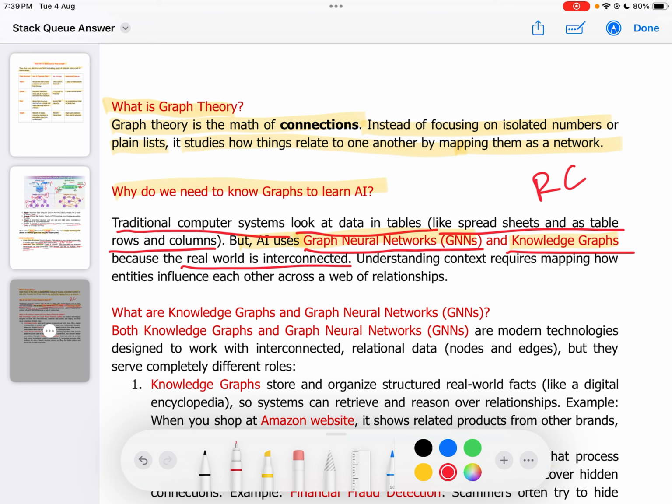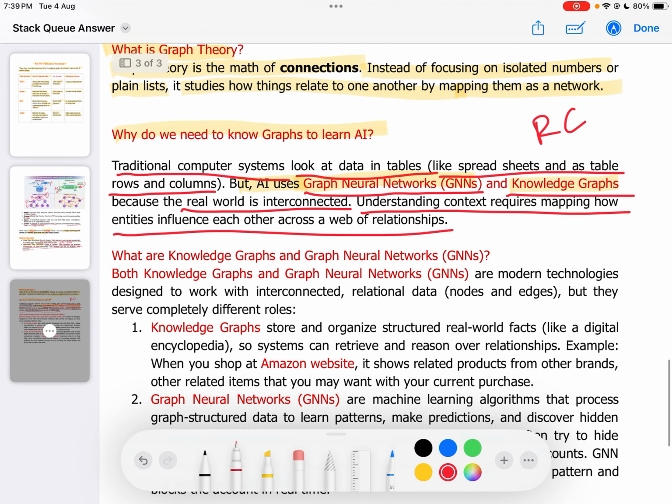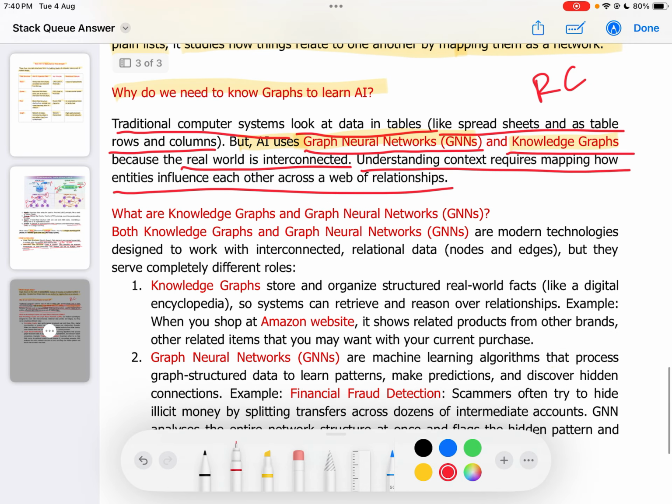See, understanding context requires mapping how things affect and influence each other's relationships, and that is what makes this possible. Now, what are knowledge graphs and GNN, graph neural networks?